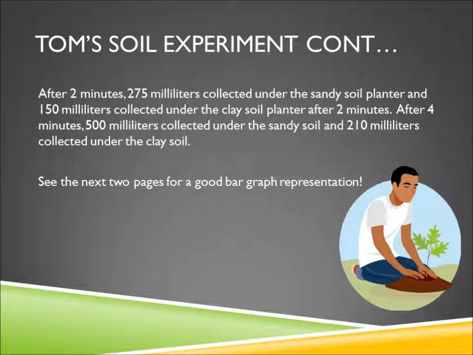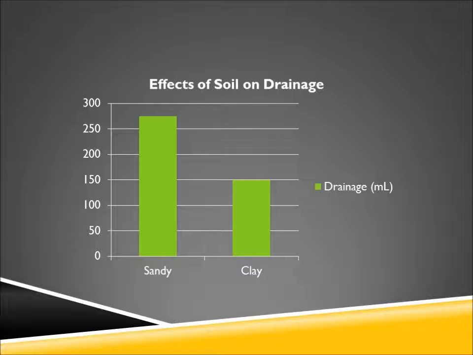So Tom's soil experiment continued. After 2 minutes, 275 milliliters collected under the sandy soil planter and 150 milliliters collected under the clay soil planter. So that basically just tells you right there that the clay soil holds in more water. So I guess preferably that would be the better soil. After 4 minutes, you don't really have to know that, but you can look at it. 500 milliliters collected under the sandy soil and 210 milliliters collected under the clay soil. So see the next page for a good bar graph representation.